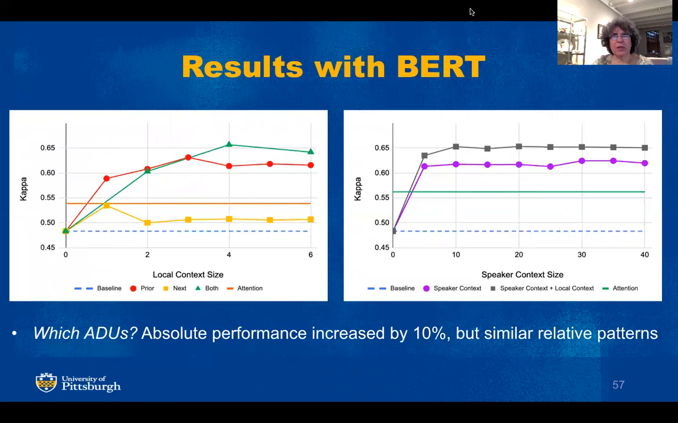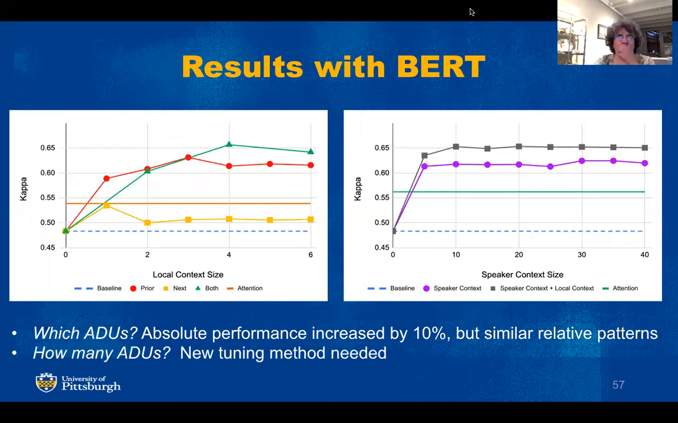The main difference is that both the baseline and the discourse enhanced models all improve by about 10%, but we still see that discourse enhances the non-discourse model and the similar patterns that we saw before about using both prior and next utterances and speaker and local context. One difference that we see, however, is that our tuning mechanism for attention didn't seem to work on top of BERT, and we're exploring other methods for optimizing the context size.